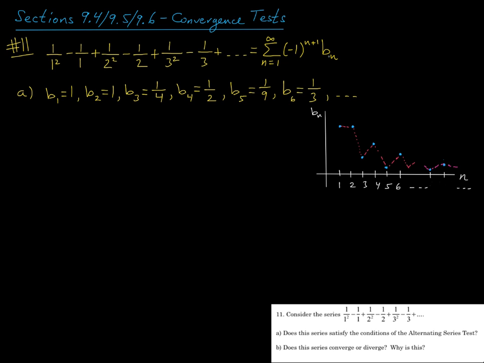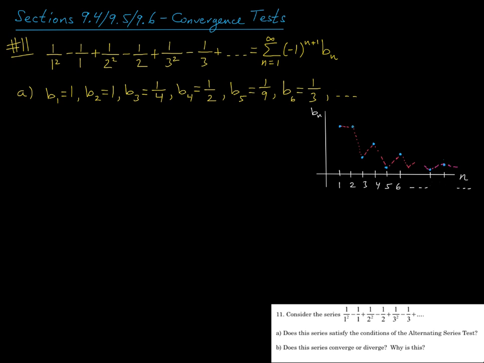And for our sequence b sub n, we have b1 is equal to 1. b2 is equal to 1 as well. And remember, the b sub n's are all non-negative, so you can think about just ignoring the signs in front of each term. b3 is a quarter, b4 is a half, b5 is a ninth, b6 is a third, and so on and so forth. Okay, so the first condition for the alternating series test says that the sequence b sub n needs to be decreasing, and that's clearly not the case here, right?